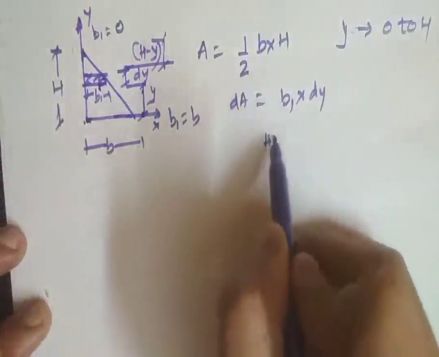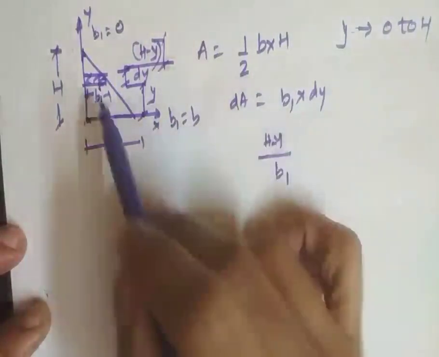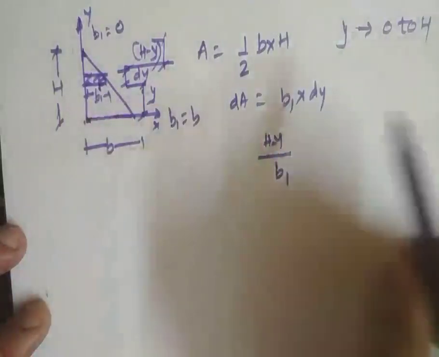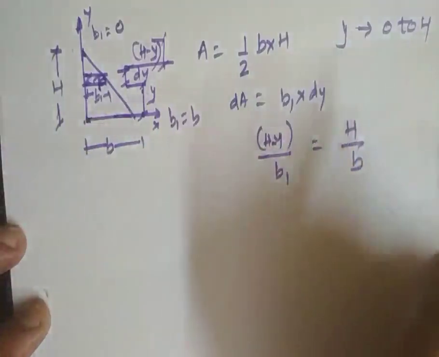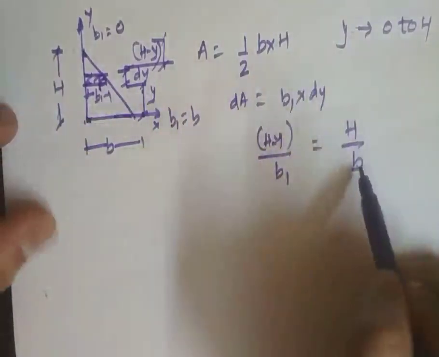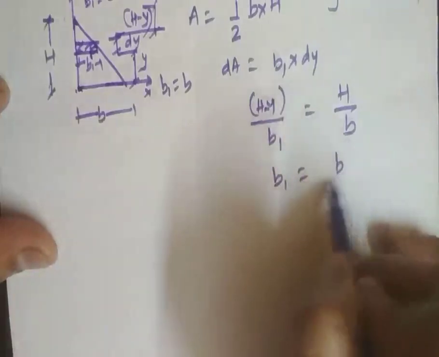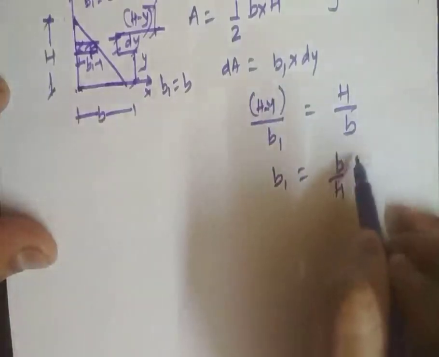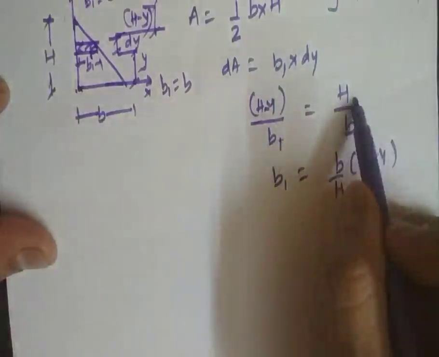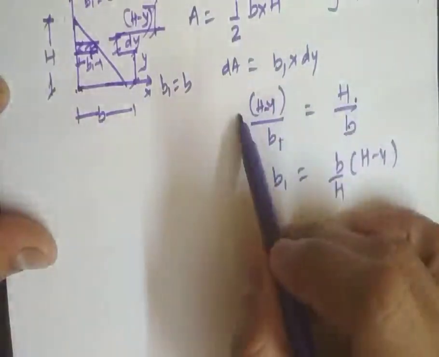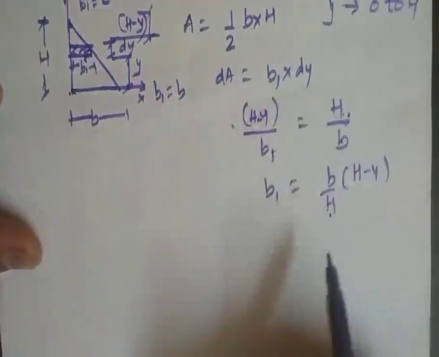From the principle of similar triangles, h minus y divided by b1, that is the height of the smaller triangle divided by the base of the smaller triangle, is equal to h divided by b, that is the height of the bigger triangle divided by the base of the bigger triangle. So b1 will be equal to b by h into h minus y. If you cross multiply, it will be b1 equals b, and h will come in the denominator. So this is the value of b1.